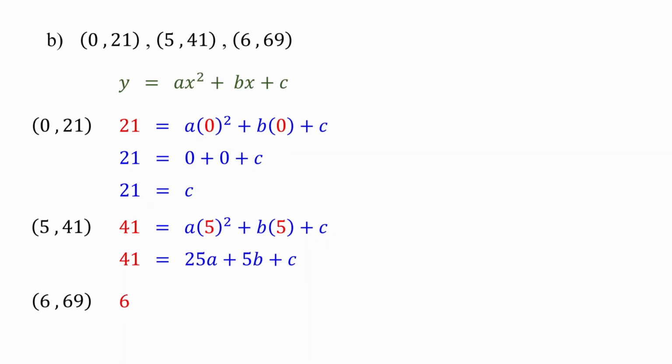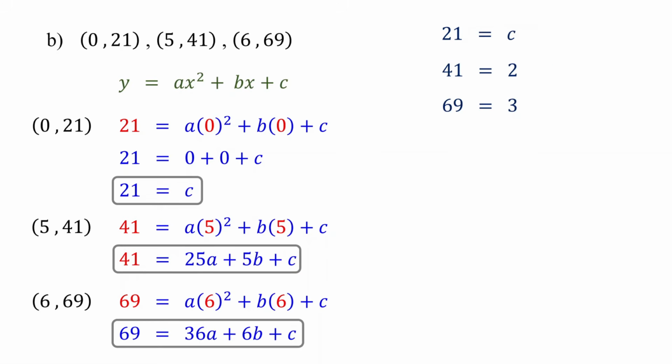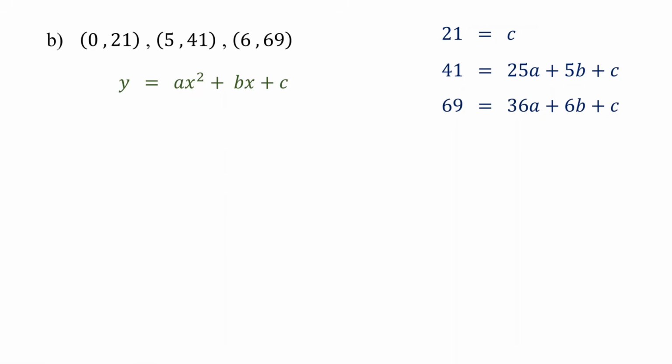For the third point, substitute 6 for x and 69 for y. 6 squared equals 36, right? Now, you have 3 equations, and from the first equation, you can see that the value of c is 21. So next, substitute c with 21 into the second and third equations.